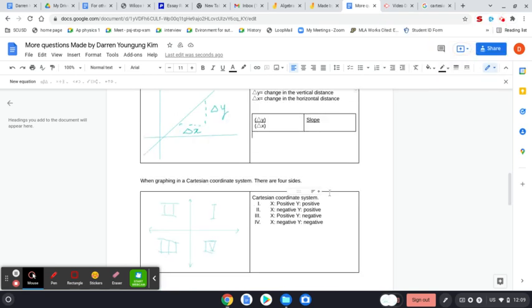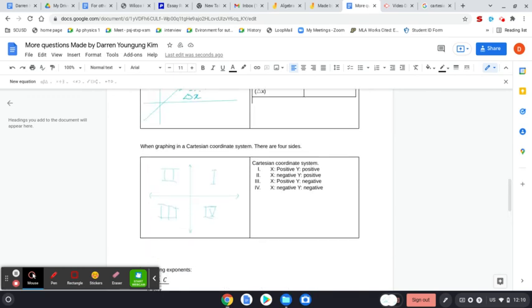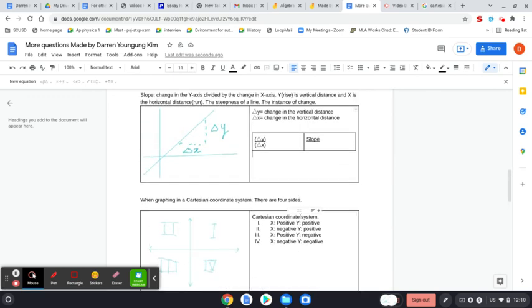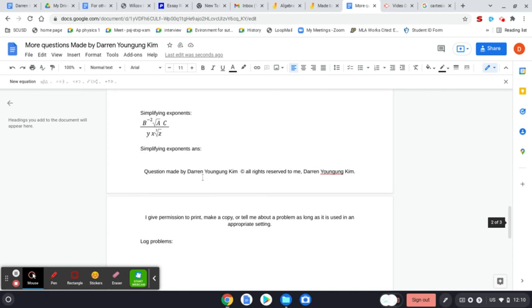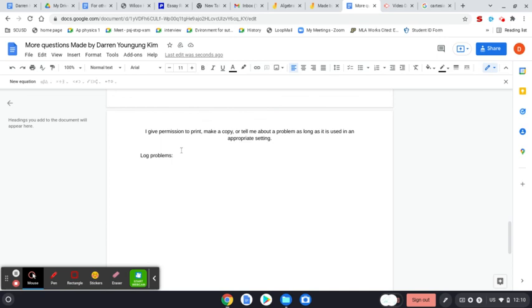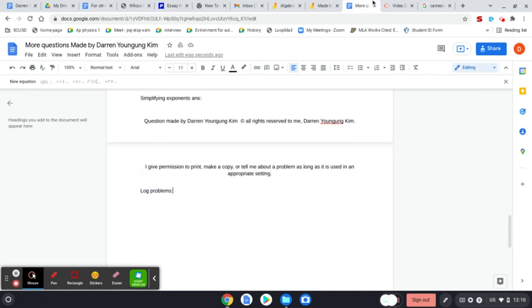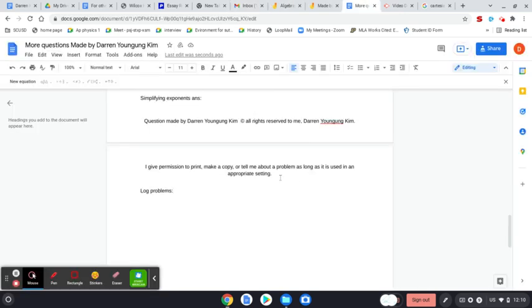Yeah, because it's also gonna have a bunch of questions too. If I didn't think about that, yeah. And not to mention the simplifying exponents also need some. No, they don't need any explanation. Those are just memorization things. Log problems, although we do need to explain a little bit about those.